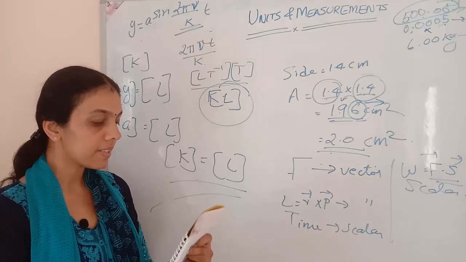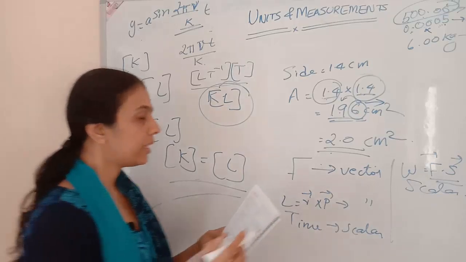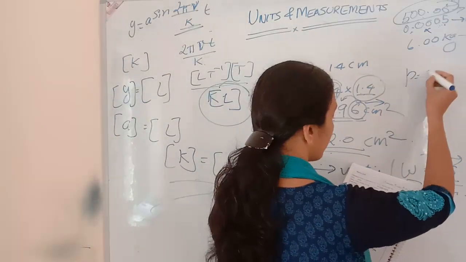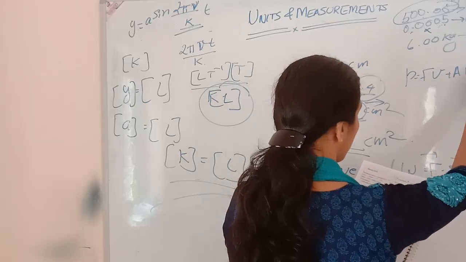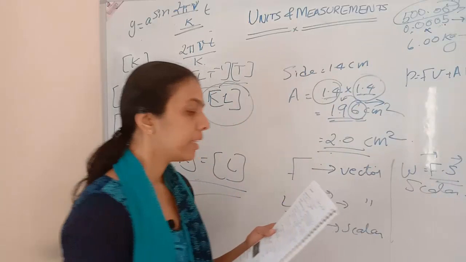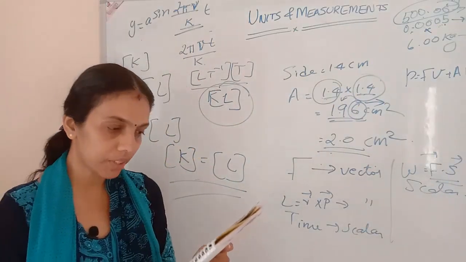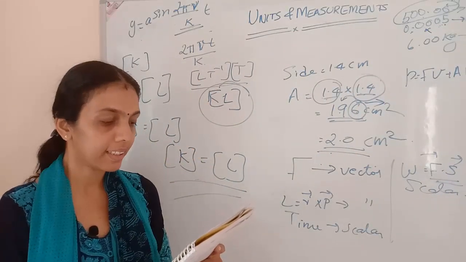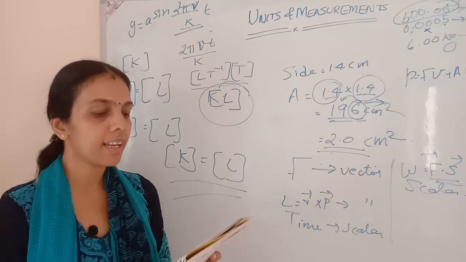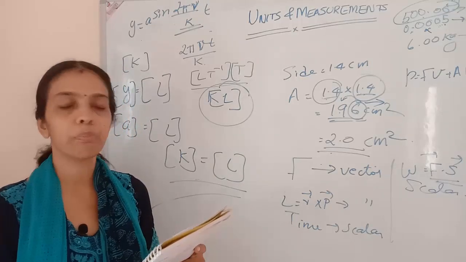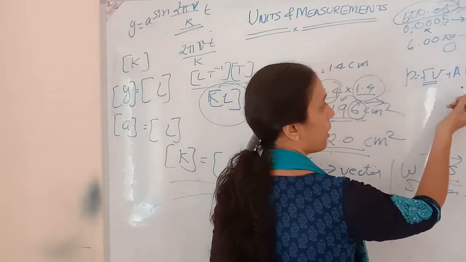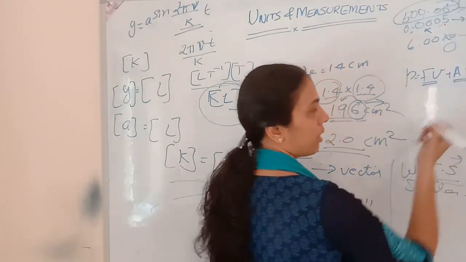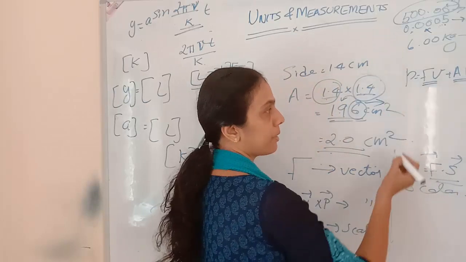mechanical power is represented by P equals FV plus AV cube rho. F is the force, V is the velocity, A is the area and rho is the density. Find the dimensional formula for power. How can we find it out? Either you can find the dimensional formula for this term or for this term. That will be equal to the dimension of power.